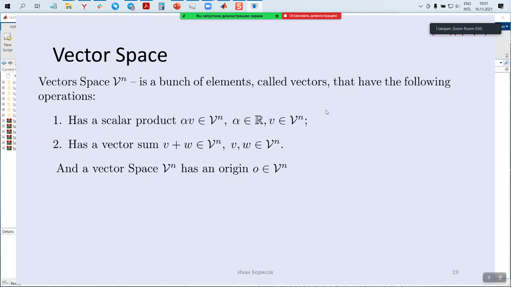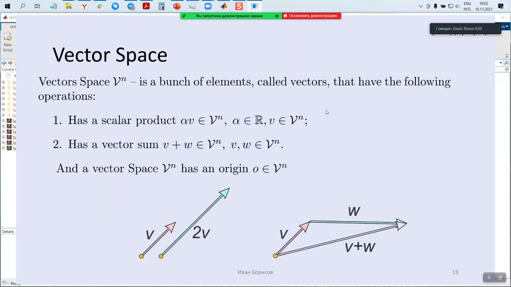So we will continue with the mathematical concepts that we're going to use right now. First, vector space. A vector space is just a bunch of elements with two operations. You can multiply a vector by a scalar: if, for example, you have a vector v, you can multiply it by the scalar 2, and you can increase or decrease the vector. Or you can sum vectors together. Those are the properties of a vector space.